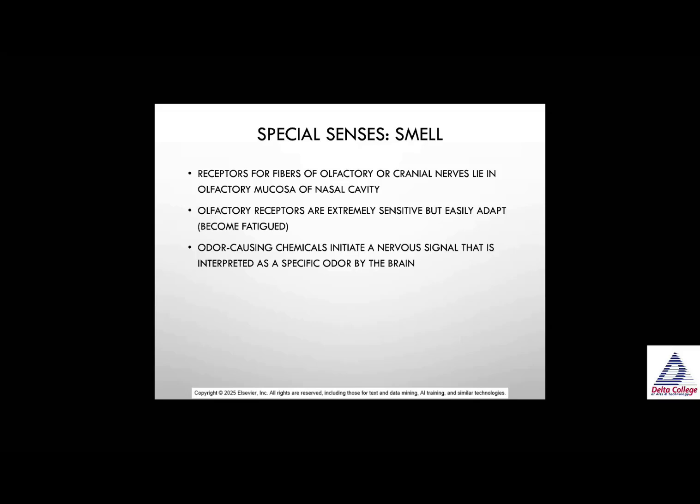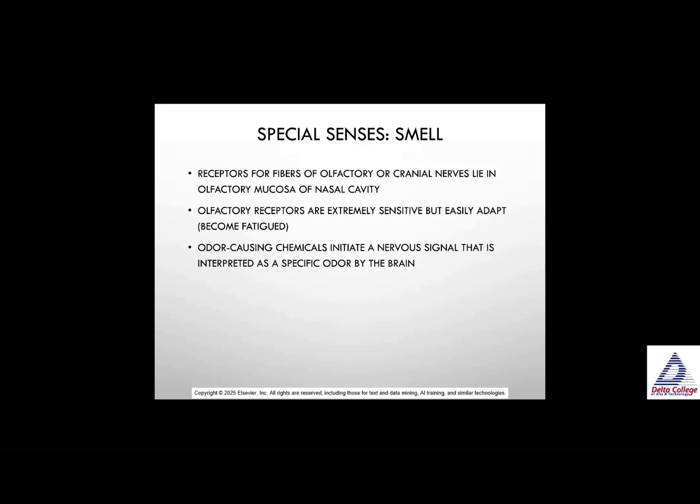Now let's talk about smell. There are receptors for fibers of olfactory cranial nerves that lie in the olfactory mucosa of the nasal cavity. The olfactory receptors, or smell receptors, are extremely sensitive but easily adapt and become fatigued. That's why if you smell something for a while, you can't smell anything else, right? That's why we smell coffee beans in between smelling perfumes and incense and stuff.